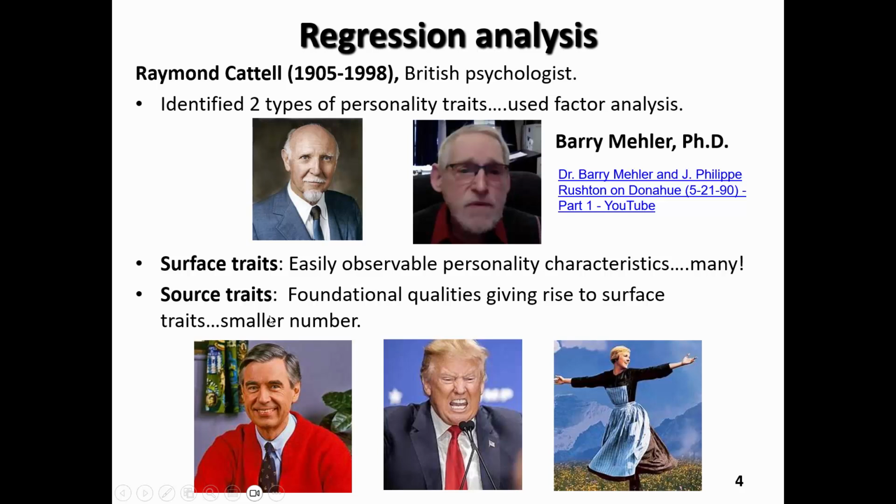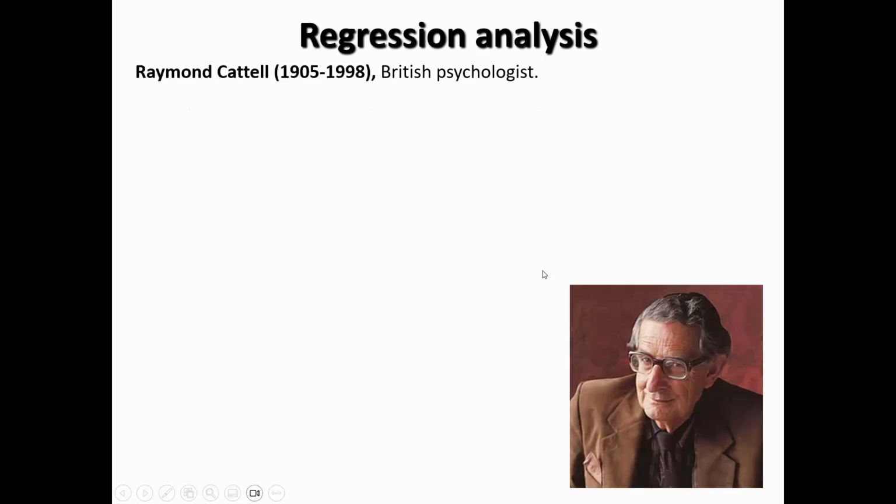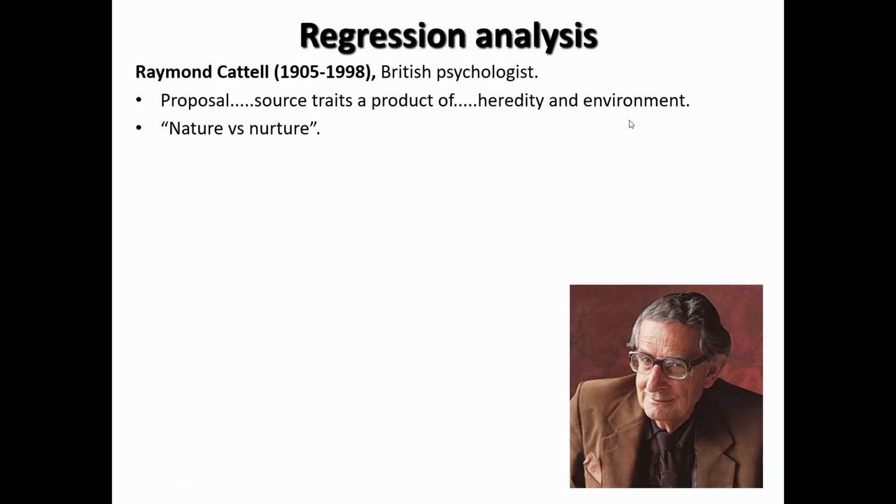And he again hypothesized that the number of source traits was much, much smaller than the number of observable traits or these observable behaviors. So Raymond Cattell proposed that source traits were a product of heredity and the environment. And this gave rise to the ongoing debate of nature versus nurture. So in terms of a person's behavioral patterns, a person's personality, to what extent is that influenced by their genes or influenced by their upbringing and the environment in which that person grew up in.